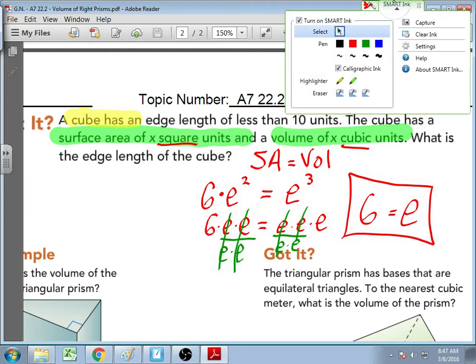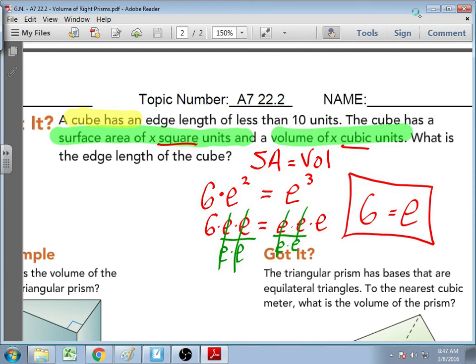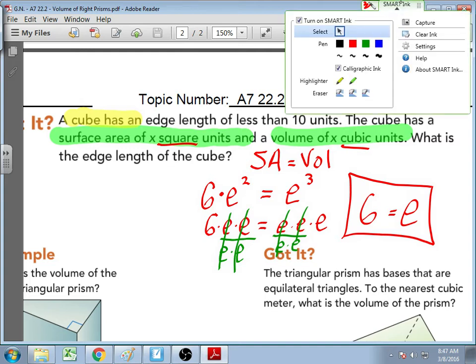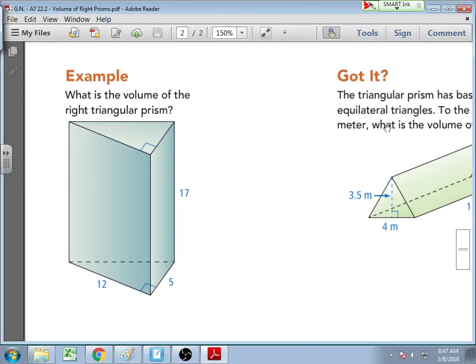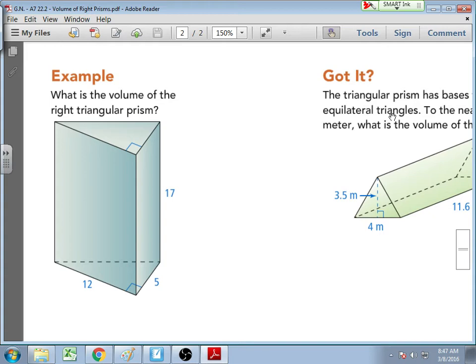Very interesting situation there. Again, those surface area and volume are not actually equal because they're not the same type of measurement. One is square units, one is cubic units, but numerically they're equal, and that allows me to solve that interesting problem. Go ahead and try these on your own. Pause the video if you can.